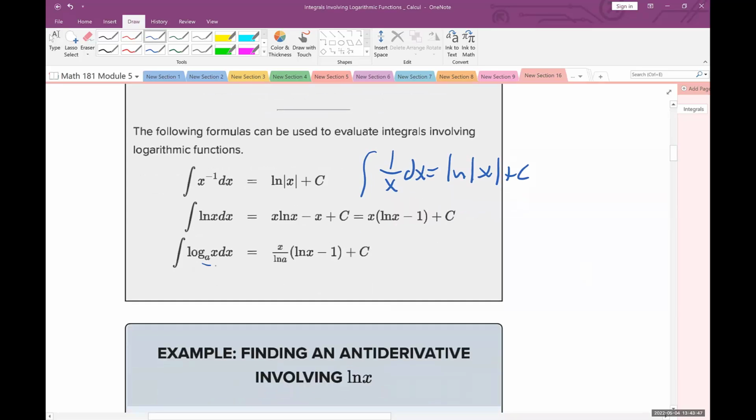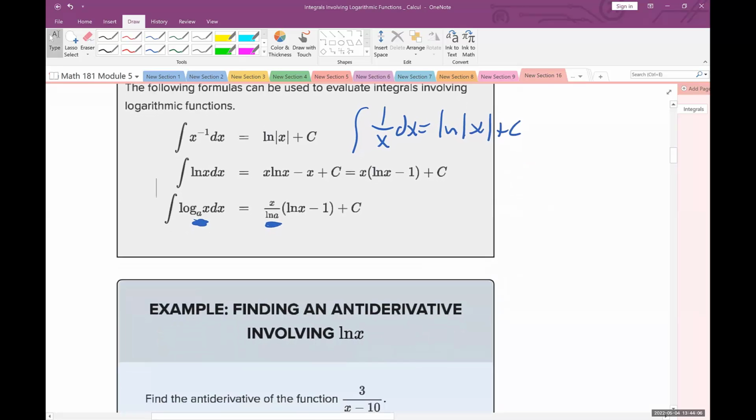And then here's the last one. The integral of log base a, so it's not base e, it's any base, is going to be x over natural log of that base times natural log of x minus 1 plus c. The point being, this is the same as the previous one if your base was e, because natural log of e is 1.